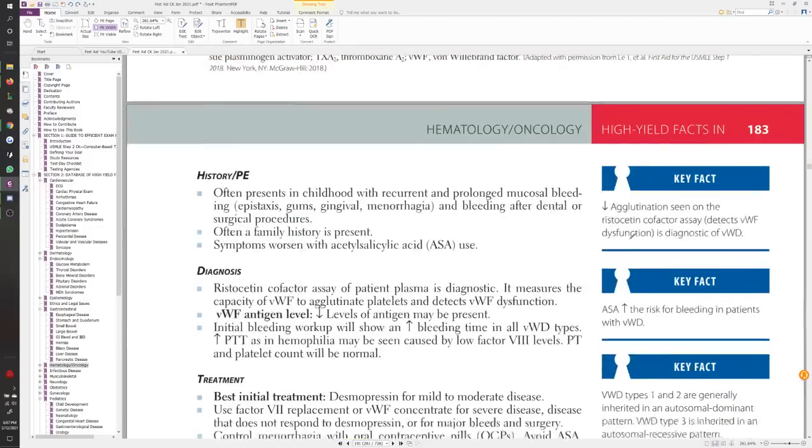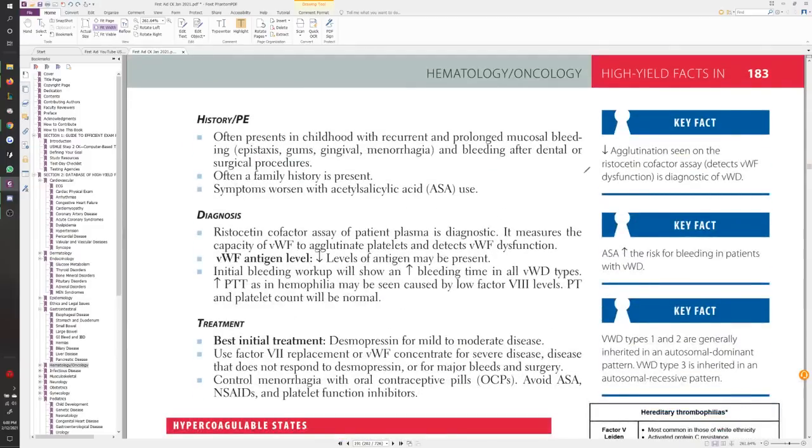Alright, so that's something that they're kind of making harder in CK. It often presents in childhood with recurrent and prolonged mucosal bleeding. Right, so a very key thing to watch out for. In hemophilia, we saw bleeding within bones, hemarthrosis in the knee, in the thigh, intramuscular, right? Big hematomas everywhere. Here we're seeing bleeding in the mucosal areas: epistaxis, bleeding from the nose, gums, gingival, menorrhagia too, too much bleeding in the menstrual cycle.